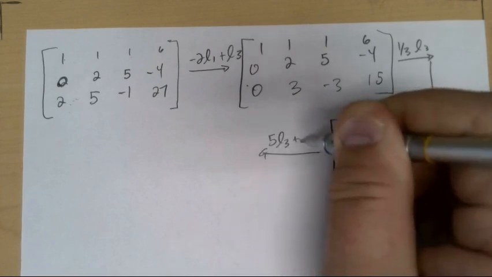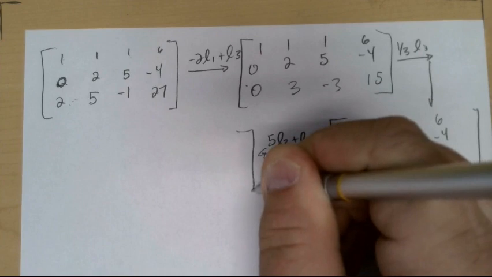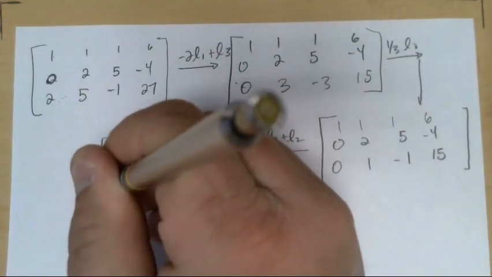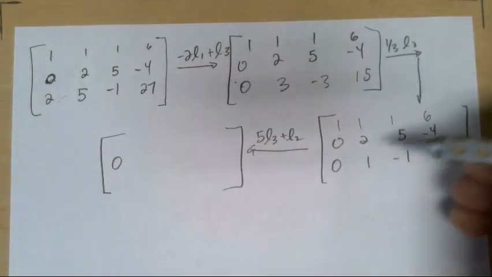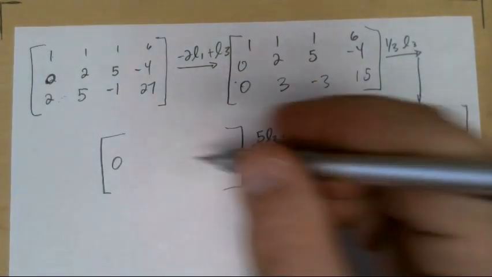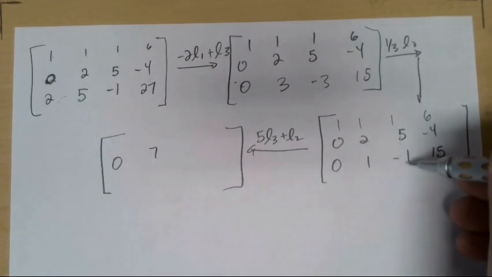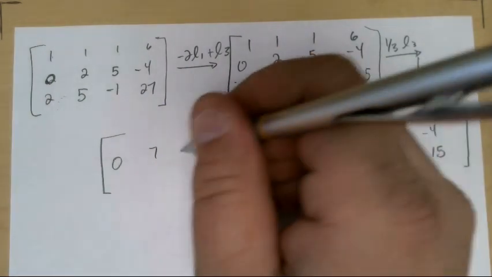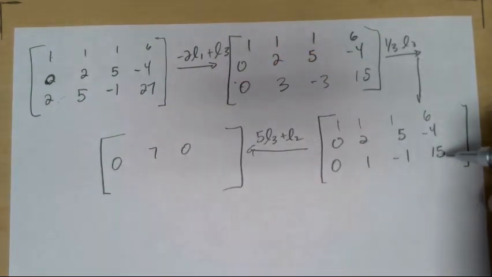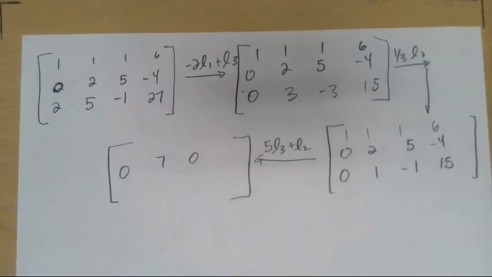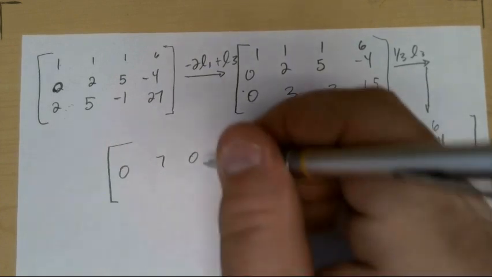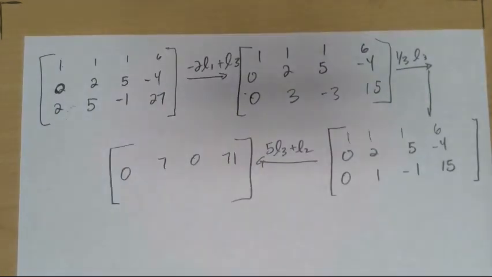5 times the third line plus the second line. So 5 times 0 plus 0 is 0. 5 times 1 is 5 plus 2 is 7. 5 times negative 1 is negative 5 plus 5 is 0. 5 times 15, that's 60, 75? Yeah, 75 minus 4 is 71.